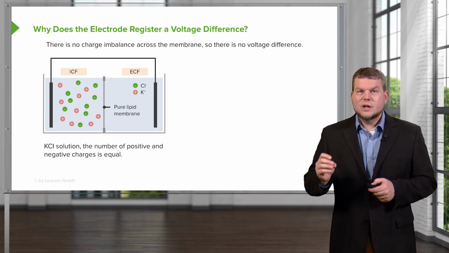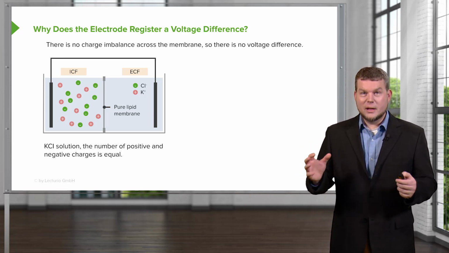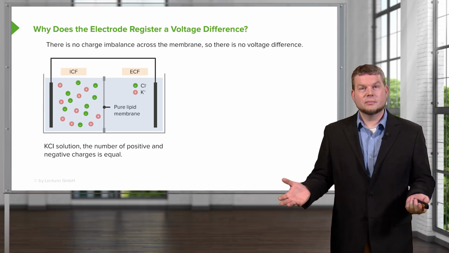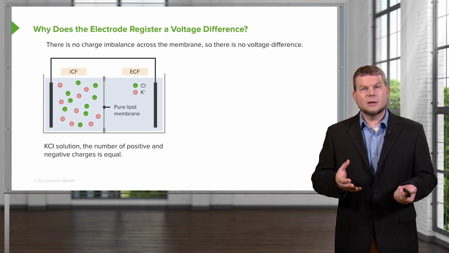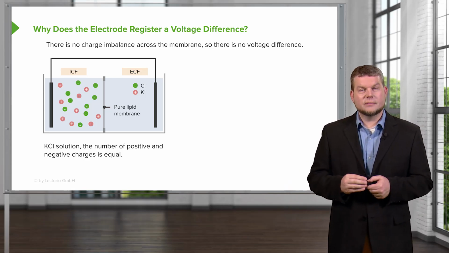So when there is no charge imbalance across this particular membrane, there's no voltage. So even though there's a different number of ions on one side than the other, there's no voltage.